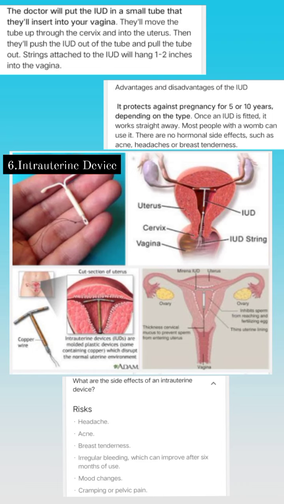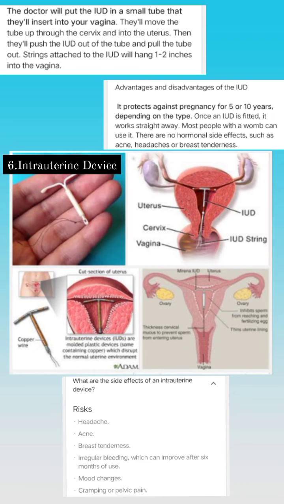They move the tube up through the cervix and into the uterus. Then they push the IUD out of the tube and pull the tube out. Strings attached to the IUD will hang 1 to 2 inches into the vagina. The advantages and disadvantages of the IUD.